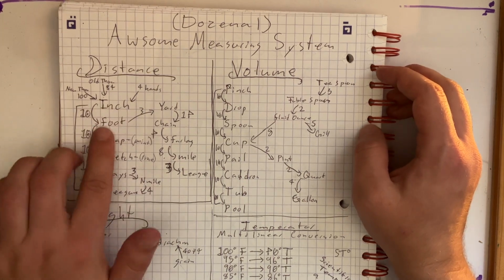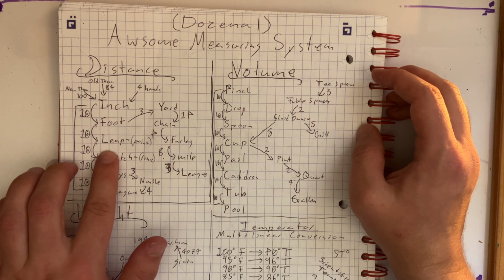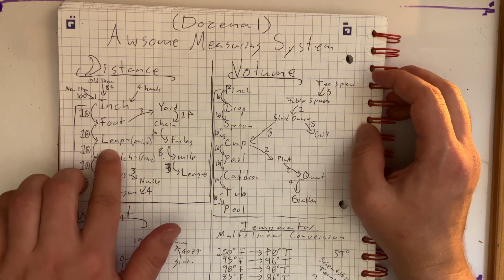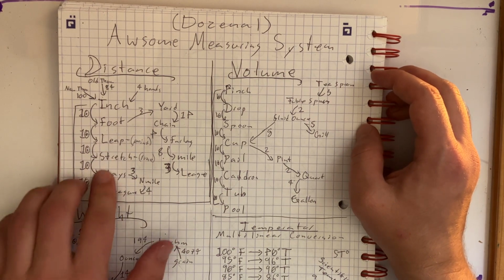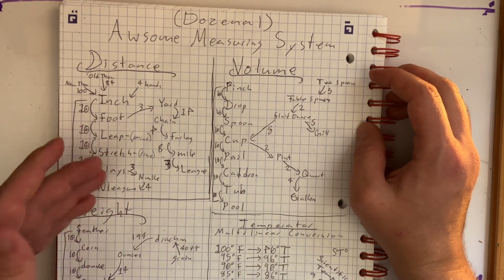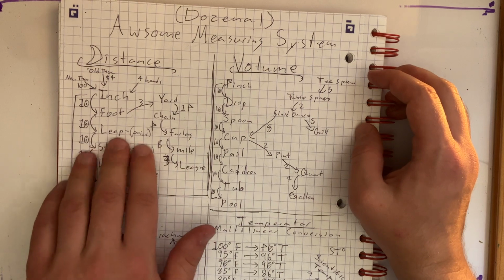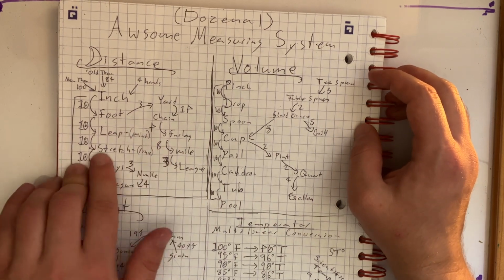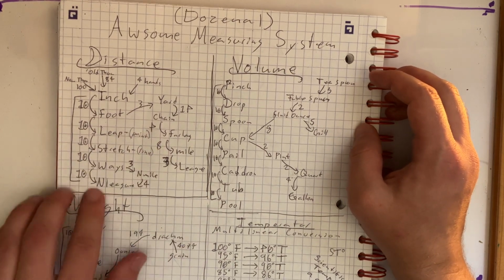And then we have 12 inches in a foot, 12 feet in a point or a leap, 12 points in a line or a stretch. You could call them leaps, you can call them stretches. That's just the name I came up with, or you could use the name that they originally had, point and line. And then 12 stretches into a ways and 12 ways into a league.